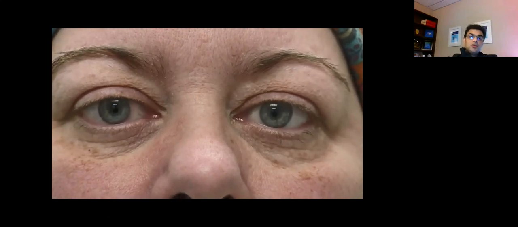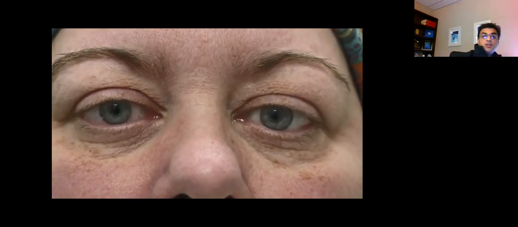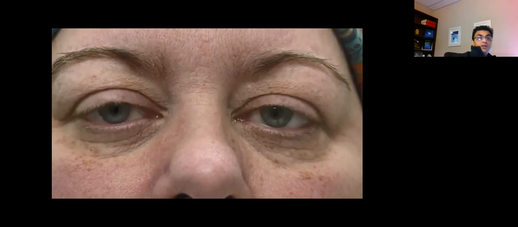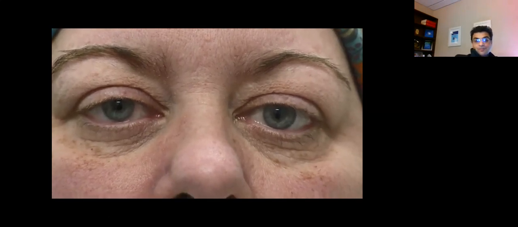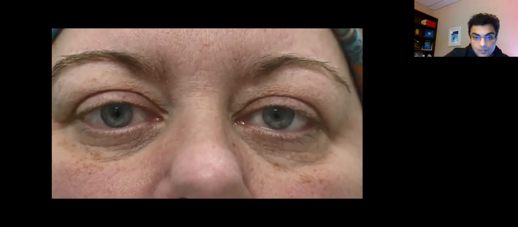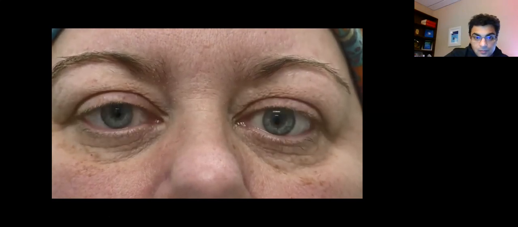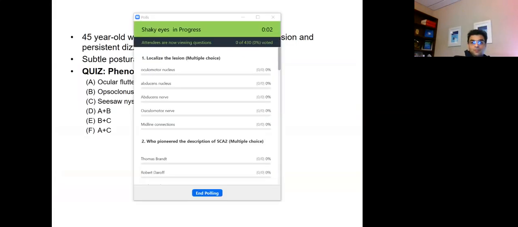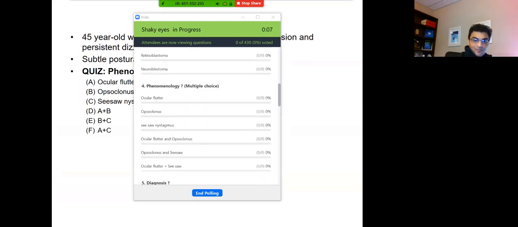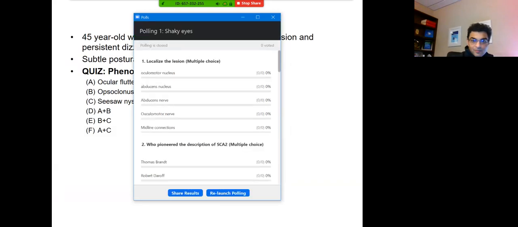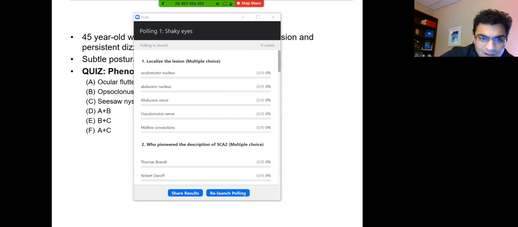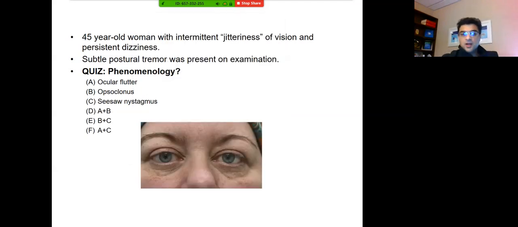So Chris, what do you see? Ocular flutter, opsoclonus, C-saw nystagmus, A plus B. Okay. I don't know if this polling is working so well. So the answer is this patient had ocular flutter, opsoclonus and C-saw nystagmus.